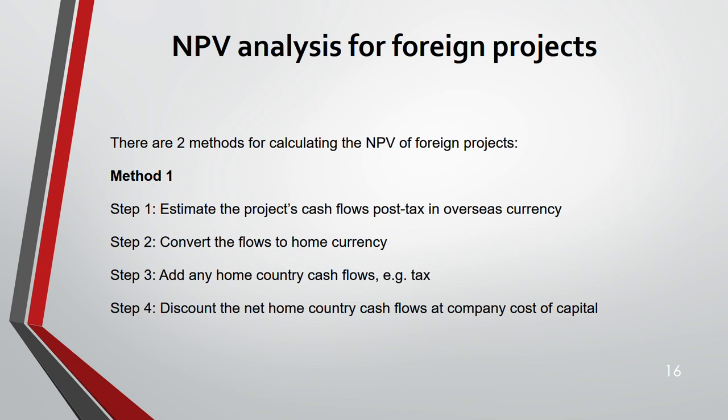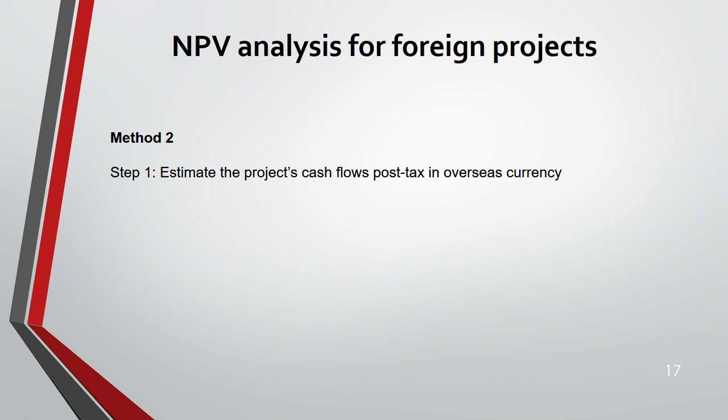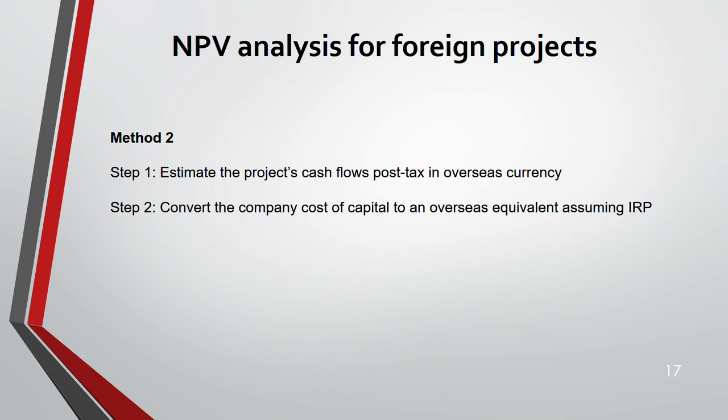Okay, and method two is you estimate the cash flow in the overseas currency. This is similar to method one also. Step one is similar in both. The difference comes in step two. What is it? Now you convert the company's cost of capital itself. Do not convert the cash flow using the exchange rate. You convert the company's cost of capital to the overseas cost of capital.